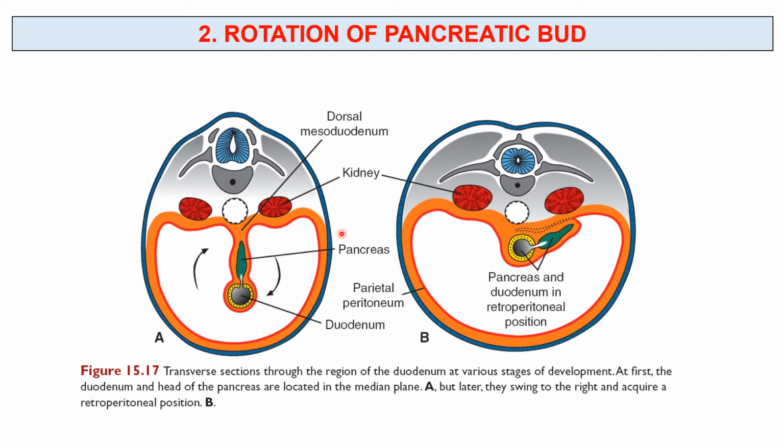Now the second step after the formation of the pancreatic bud is the rotation of pancreatic bud. This picture we had already seen. So this was the duodenum, and in the dorsal mesoduodenum, what is developing? The dorsal pancreatic bud is developing. Similarly, in the ventral mesoduodenum, the ventral pancreatic bud is going to develop. But this picture clearly shows only the dorsal mesoduodenum with its dorsal pancreatic bud.